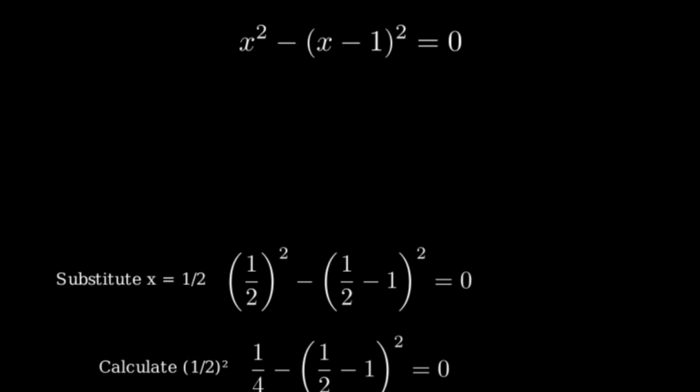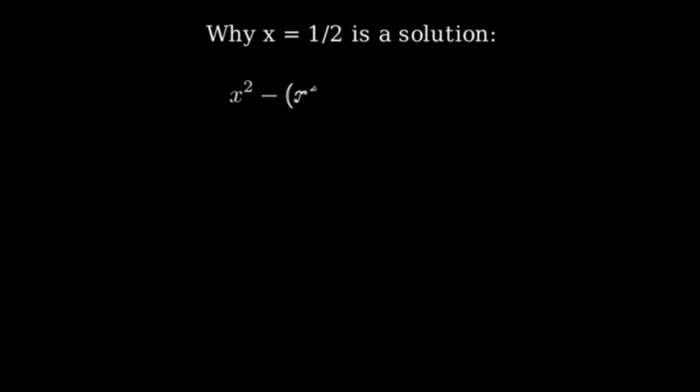Since our equation simplifies to 0 equals 0, which is true, we've confirmed that x equals 1/2 is indeed a solution. When a substitution leads to a true statement like 0 equals 0, it confirms that our proposed solution is correct. Now let's understand why 1/2 works as a solution by examining the structure of our equation.